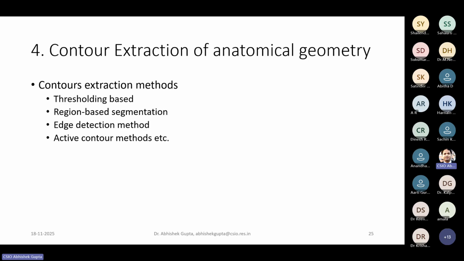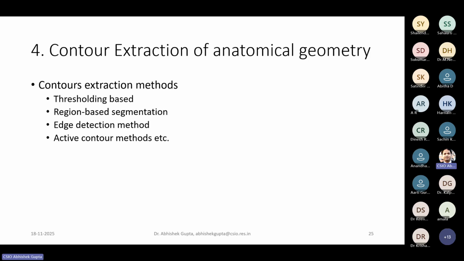Fourth is the contour extraction of the anatomical geometry. After that, in that complete image, you will be targeting a special area or organ, so we have to extract the contour, or crop that particular region. For extracting contours, you can use the threshold based method, region based method, edge detection method, or active contour method.